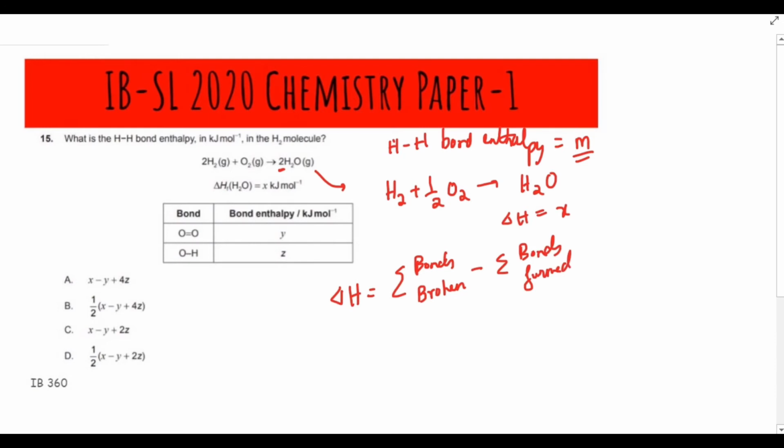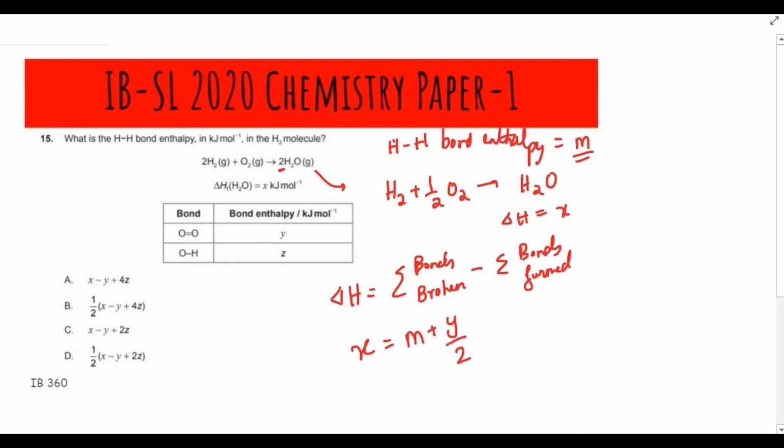So here, let's see which bonds are broken. H2. So bonds broken would be M. There is only one H2 bond that is broken, and we have already assumed the bond enthalpy to be M. So let's write M. Delta H is X for this reaction. Half of an O2 bond is broken. The O bond enthalpy is Y, so plus Y by 2, because half of it is broken.